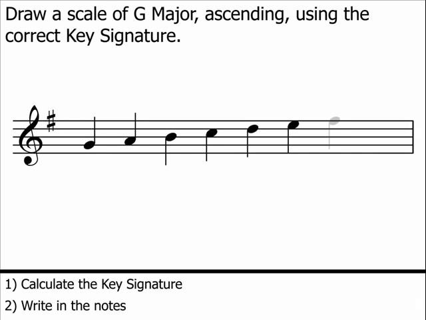Two very important things to remember here. Firstly, we've been asked to write an ascending scale, so make sure it's going up. Secondly, make sure that there is only one note per line and space. This is really important. There's nothing else to do. It's as simple as that. We've answered the question. We have our scale of G major ascending with a key signature.